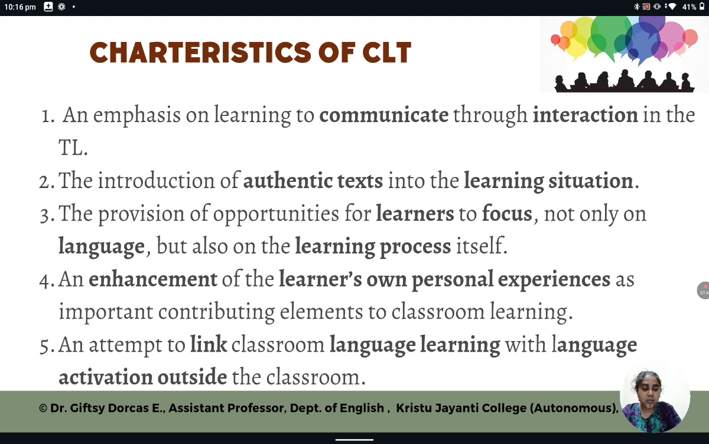And then there's always a link between what is learned in the classroom and how it is used outside the classroom. So learning does not stop within the classroom alone, but it is also extended towards its use outside the four walls of the class.